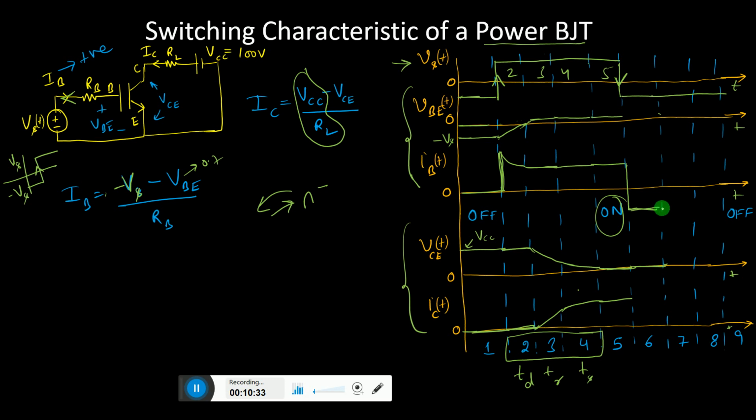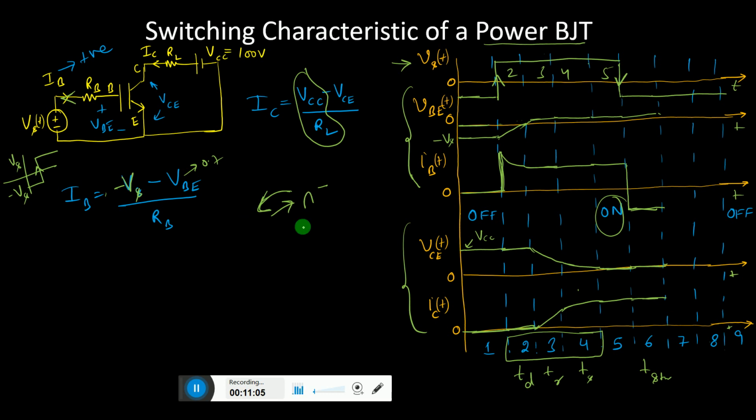So the IB current is negative and other things remain the same in stage 6. Now VCC is still 0, current still 0, still full. The collector current and the output current IC are not going to react in stage 6. This time is called the storage time. Storage time means whatever minority carrier charge was injected needs to be taken out.